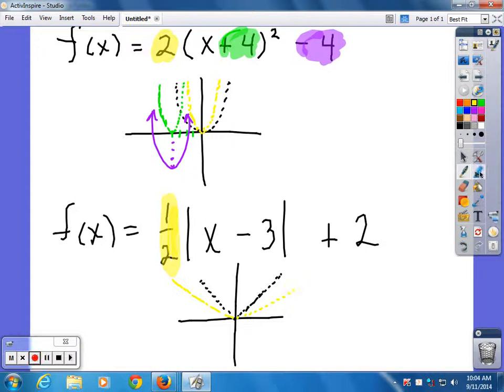And the highlighted green, which is your horizontal shift, what does that mean? Move it to the right 3 places. 1, 2, 3. And I draw that yellow one. Instead of yellow, I draw it green.